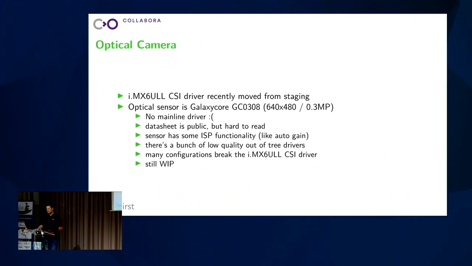Unfortunately, this sensor does not yet have any mainline driver. There's a public datasheet, but at least for me, it's really hard to read because it only had the sensor names and a vague description of what they're supposed to do. It's full of abbreviations, and they're non-obvious. And it's quite complex because it has image signal processor capabilities, which the camera kind of needs because the i.MX6 ULL does not have any image signal processor. I found a bunch of out-of-tree drivers. None of them are working at all. Like, if I use them, there's absolutely no image.